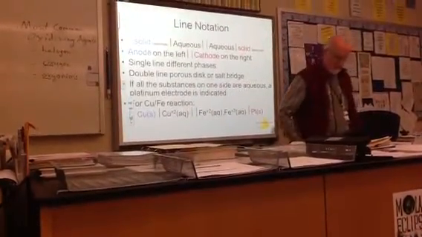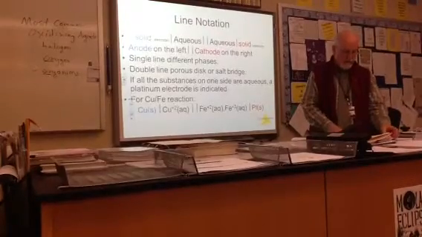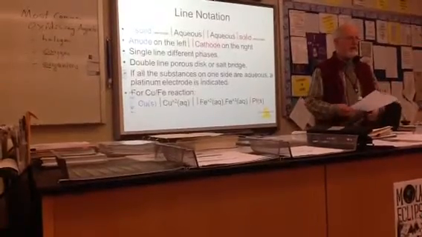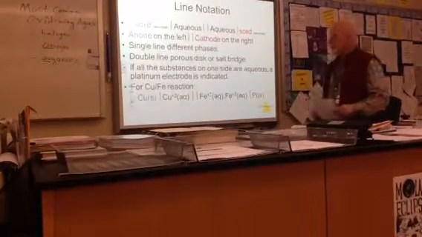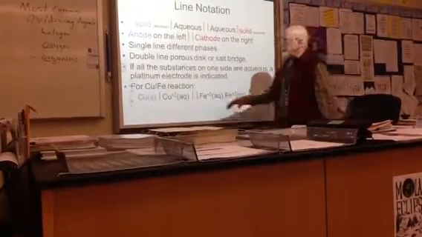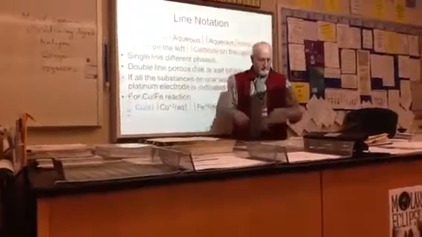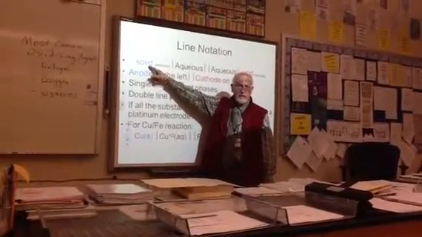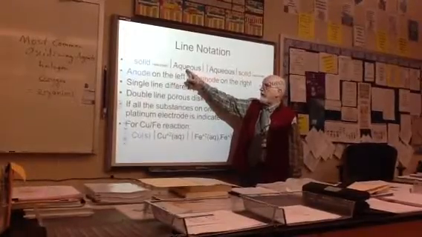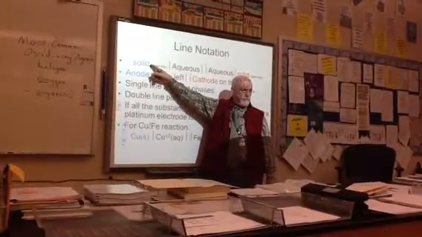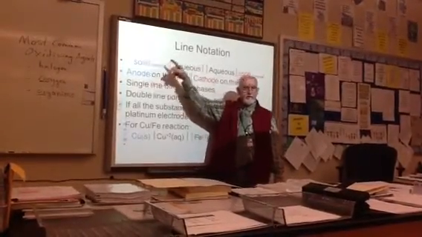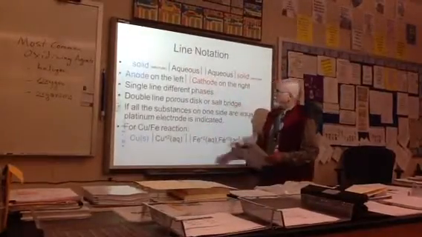Now, line notation. What we're trying to do here is learn a system that helps people identify what's happening in an electrochemical reaction. We call it line notation. When you do line notation, you go left to right, and the left one is always going to be the anode. So whatever this electrode here is, that's the anode. It's going to be the solid one. Then the next one is going to be the aqueous solution with that same cation in it. So if this is copper sulfate, or if this is lead, it's lead nitrate or something like that. Then you have a double line.